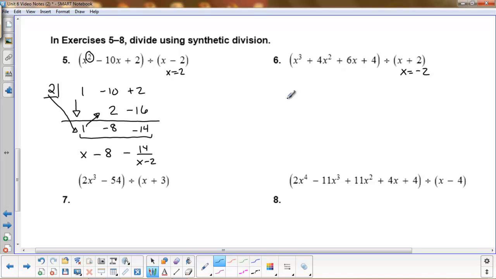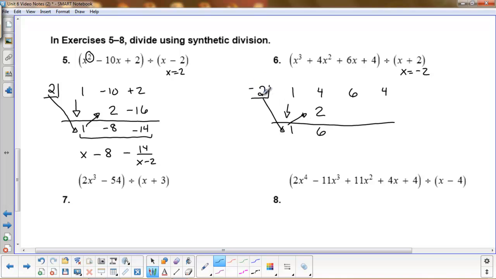So we've solved this problem for x, and that's going to give us 2 as our divisor. And now I'm careful to go 3, 2, 1 constant, so we're good here. So it's going to be 1, 4, 6, and 4. I'm going to draw my line and bring down my first number. I'm going to multiply down and then add back up. So that means 2 times 1 is 2, and 4 plus 2 is 6. I start that process.